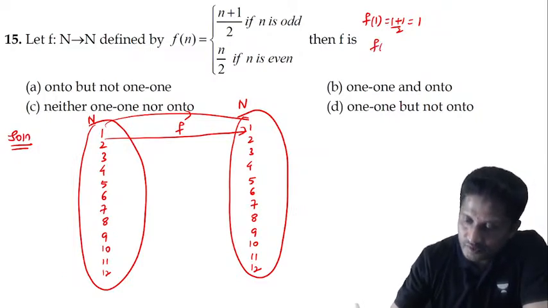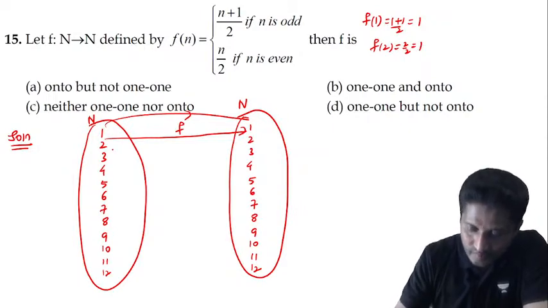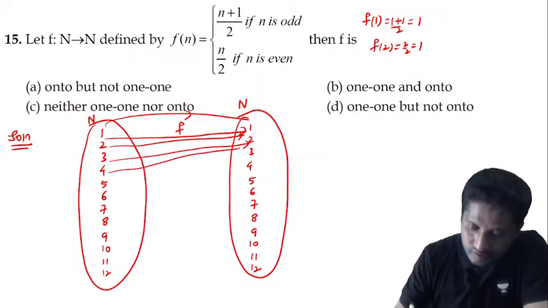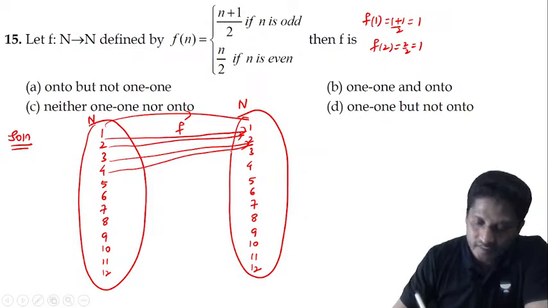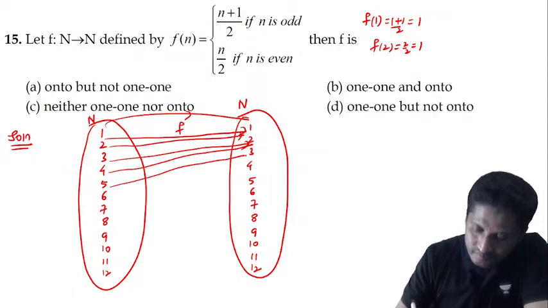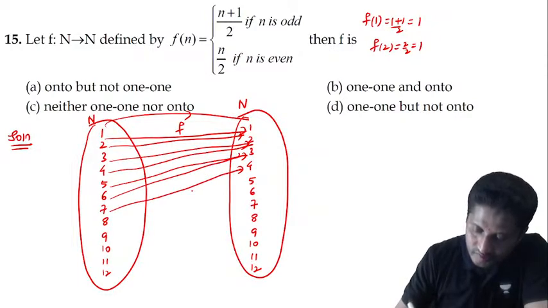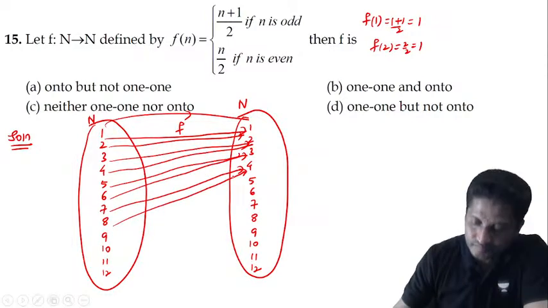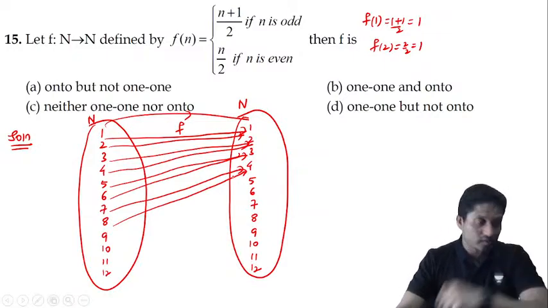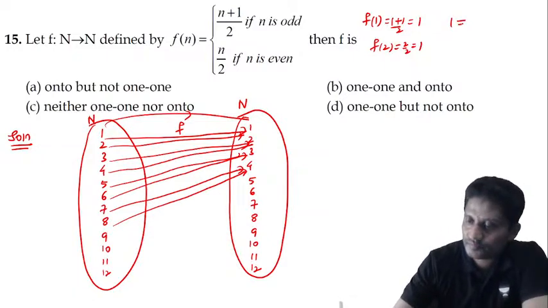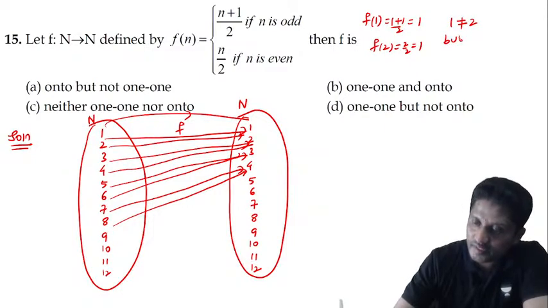If I take 2, f of 2 is equal to 2 by 2, which is equal to 1. Similarly, the image of 3 is (3 plus 1) by 2, so the image of 3 will be 2. The image of 4 is also 2. Isn't it, guys? The image of 5 will be 3. The image of 6 is also 3. The image of 7 will be 4. The image of 8 will be 4. Different inputs have the same output. 1 is not equal to 2, but f of 1 is equal to f of 2.